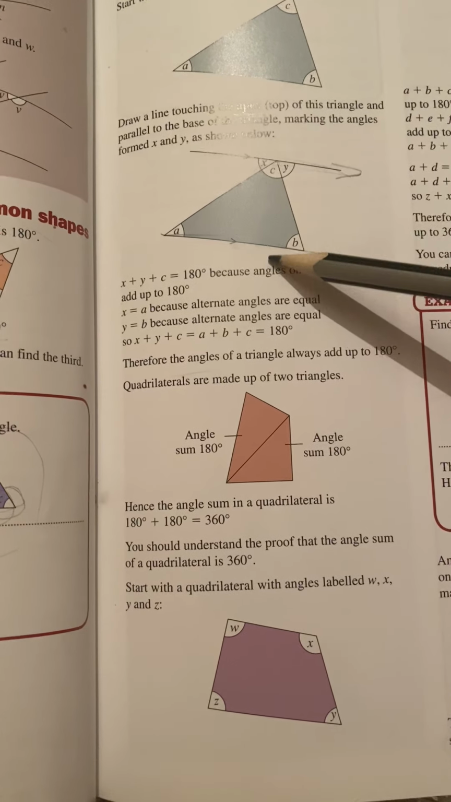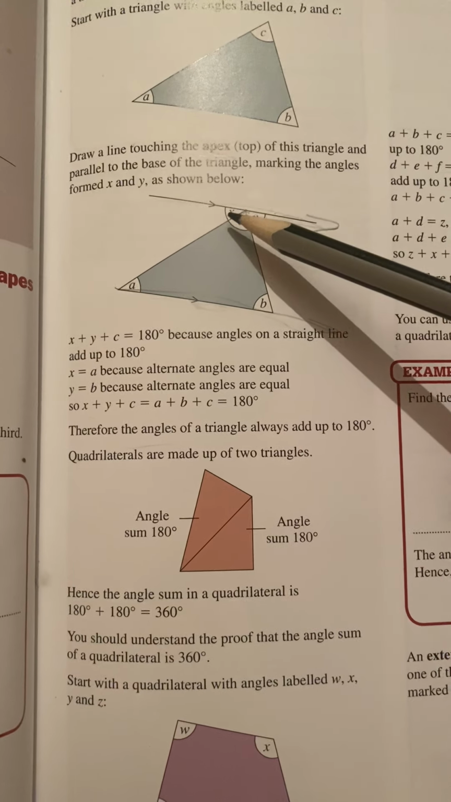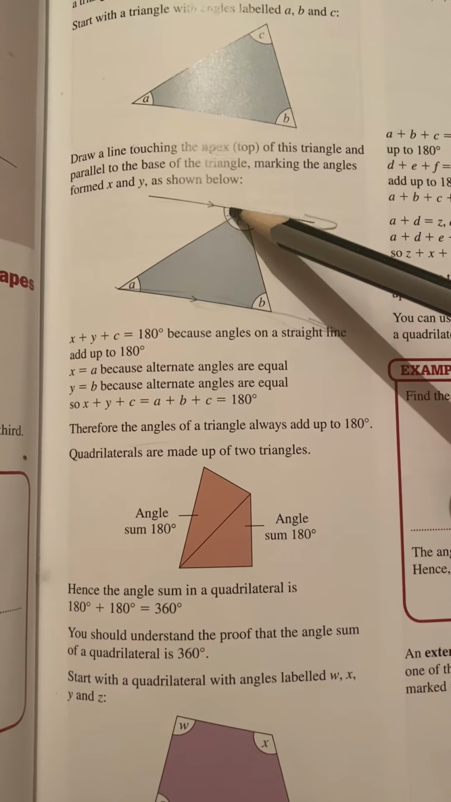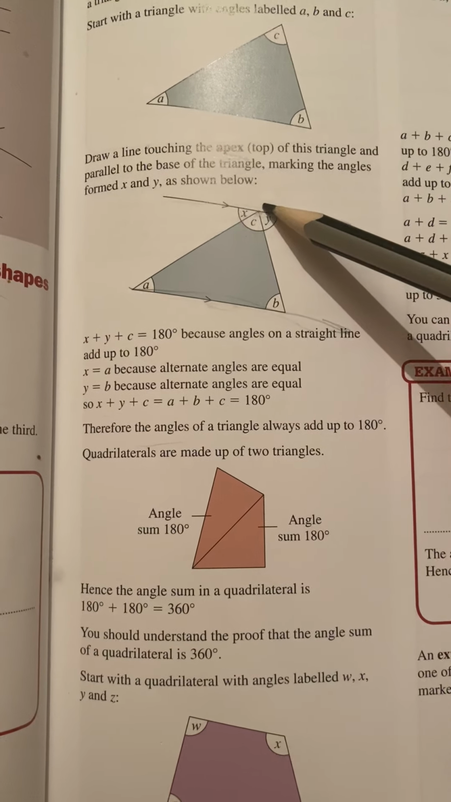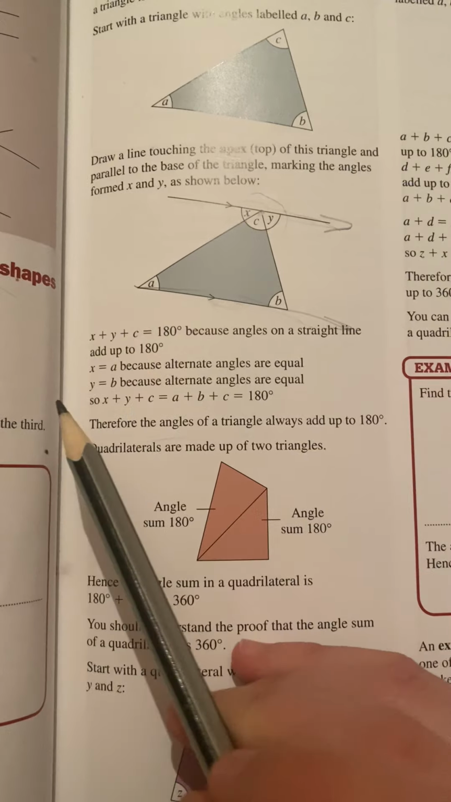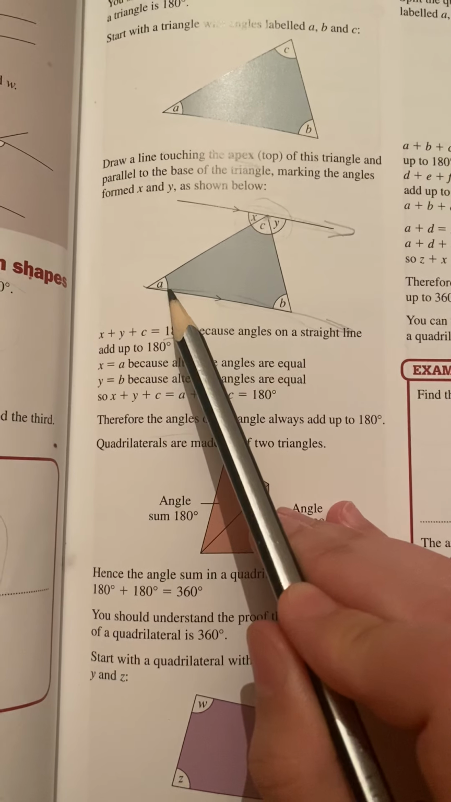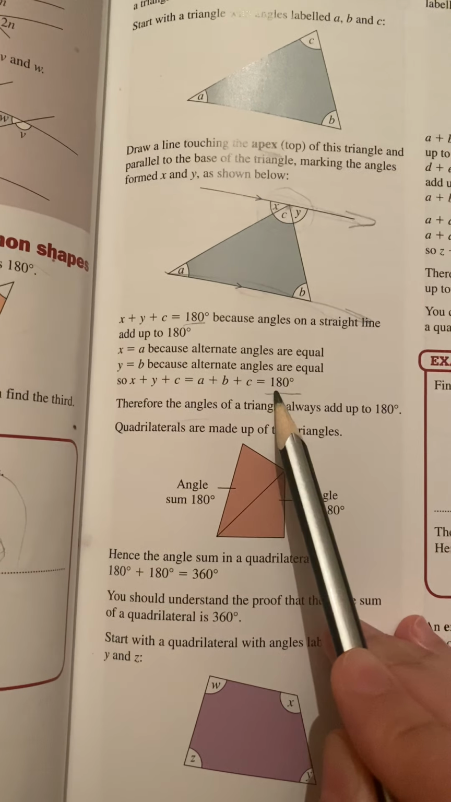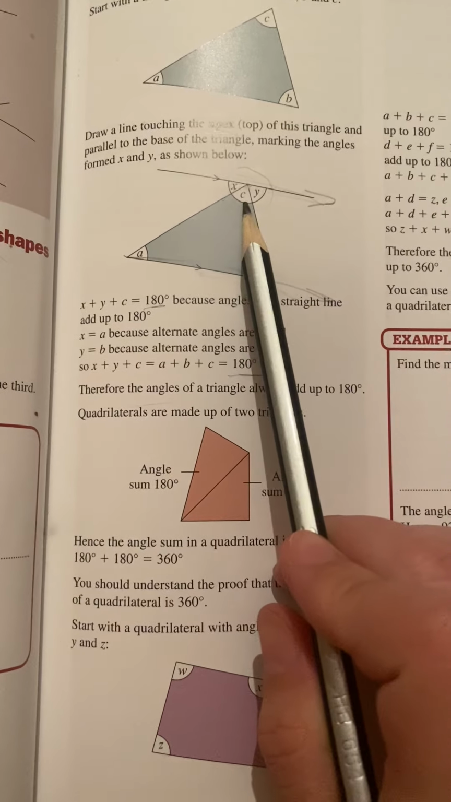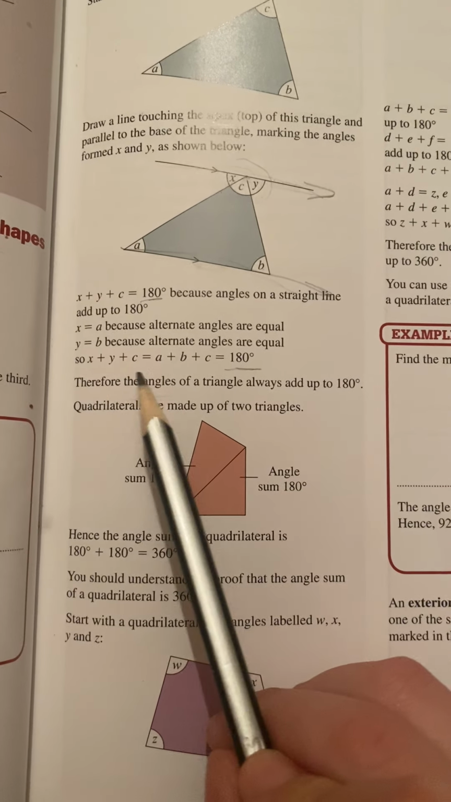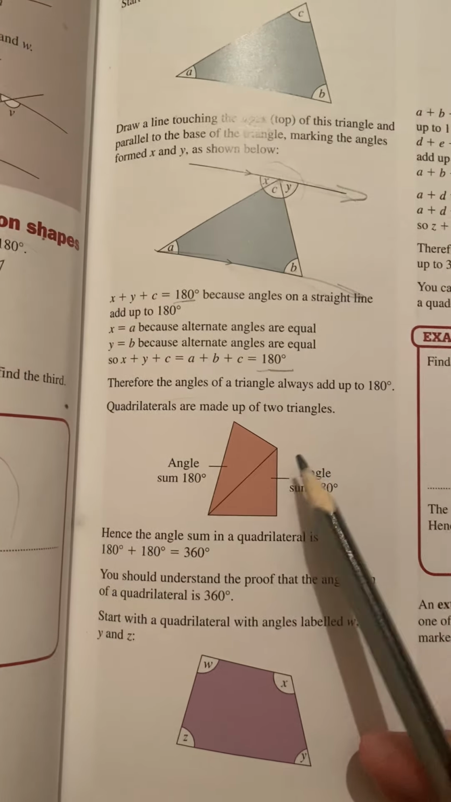Now, if these lines are parallel to each other and the apex is touching the corner of this triangle, top part, it means that this triangle, which is made by the angles X, Y, Z, they are totally 180 degrees. X plus Y plus Z equals 180. And inside angles also, C plus A plus B equals 180 degrees. It means that these three angles sum equals these three angles sum. You can see here X plus Y plus Z equals A plus B plus C equals 180 degrees.